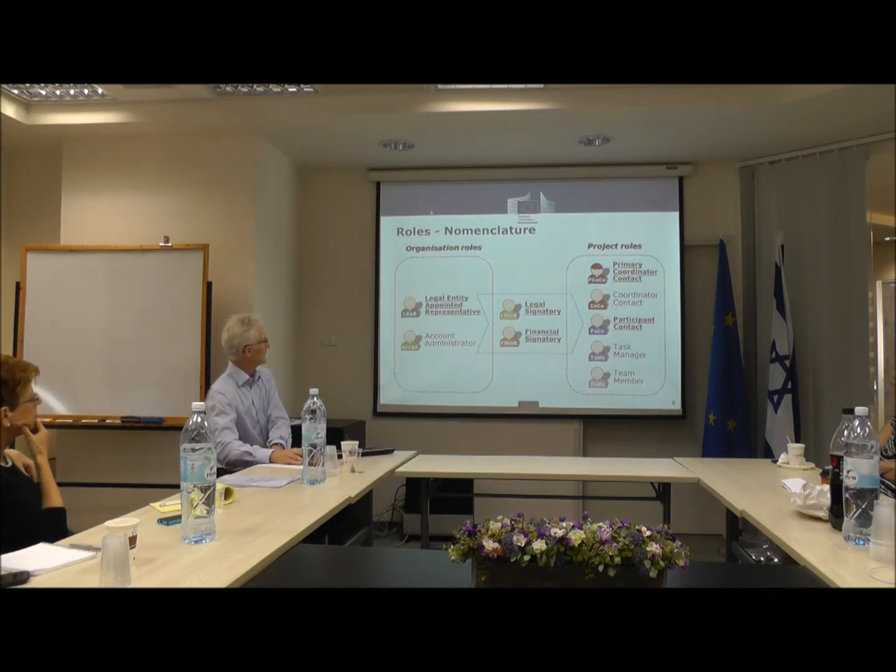So maybe just very briefly, we have roles at organization level, representing the whole organization as such, and then we have roles at project level. And they are, so to say, mutually exclusive. When you are the leader, for instance, the legal entity appointed representative, you do not automatically have roles in projects. If you want to be involved in a proposal or a project, you have to acquire some of these roles. On the other hand, when you have a role in a project, of course, you are not automatically authorized to act on behalf of the organization.